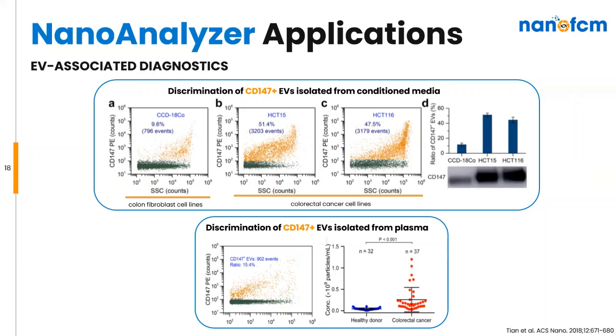So as the CD147 levels differed among normal and cancerous cell lines, the authors then sought to determine if CD147 levels could be used to differentiate between EVs isolated from plasma of cancer patients and that of healthy donors. So in the bottom panel, on the left, you can see a representative dot plot of a patient, and on the right, the significantly higher particle concentrations of CD147 positive EVs in cancer patients. So this is just a really great example to demonstrate the flexibility of the NanoAnalyzer to handle both EVs isolated from conditioned media and biofluid for investigating novel diagnostics.